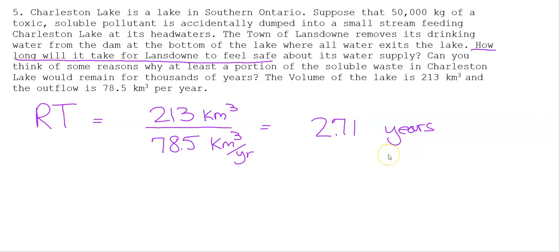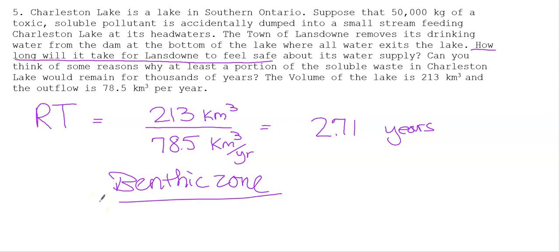Now this other question here says, can you think of any reasons why at least a portion of the waste would remain for thousands of years? The biggest reason is that probably it would get stuck down in the mud in the benthic zone. Okay, and that's the reason why the benthic zone is most susceptible to pollution, because it's probably going to retain some of that pollution that normally would get washed out if it were completely water-soluble.